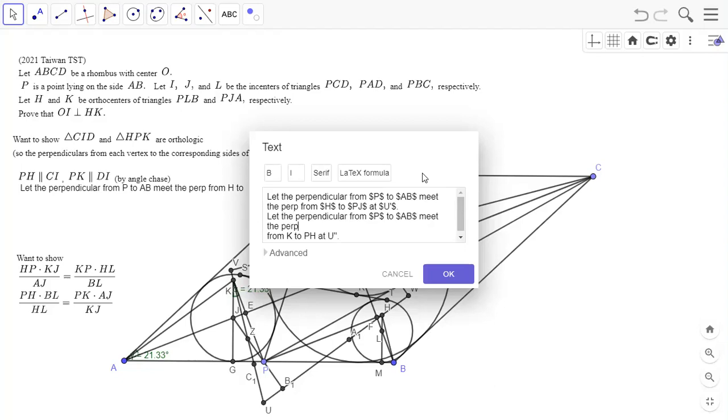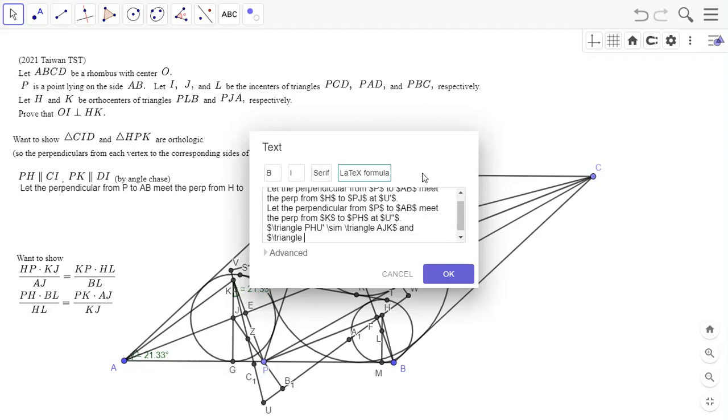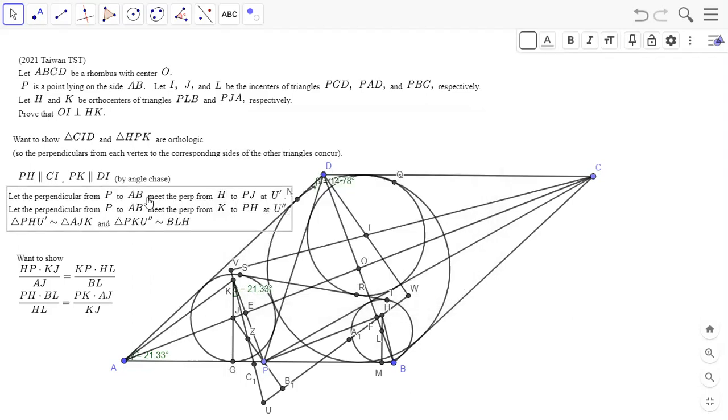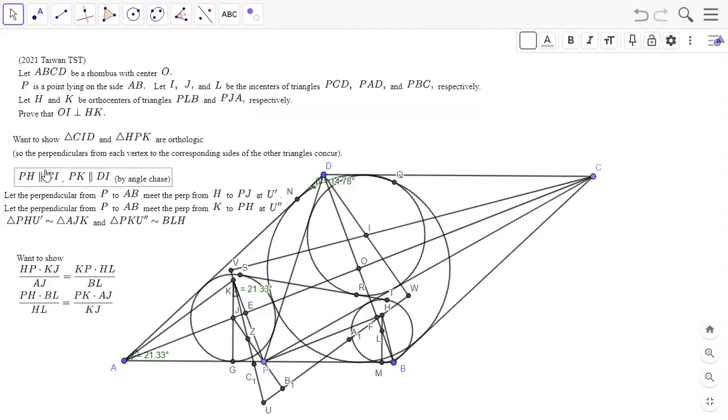So we have PHU prime is similar to AJK. And PKU double prime is similar to BLH. And so basically we want to show that PU prime equals PU double prime.